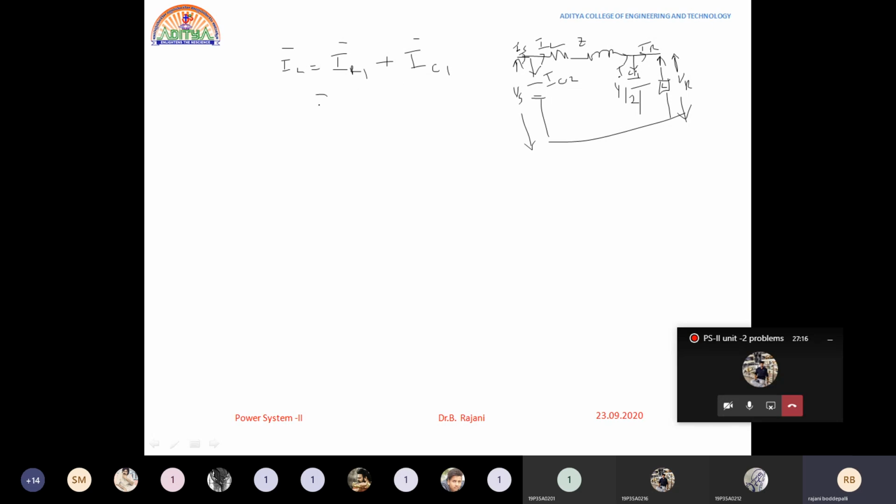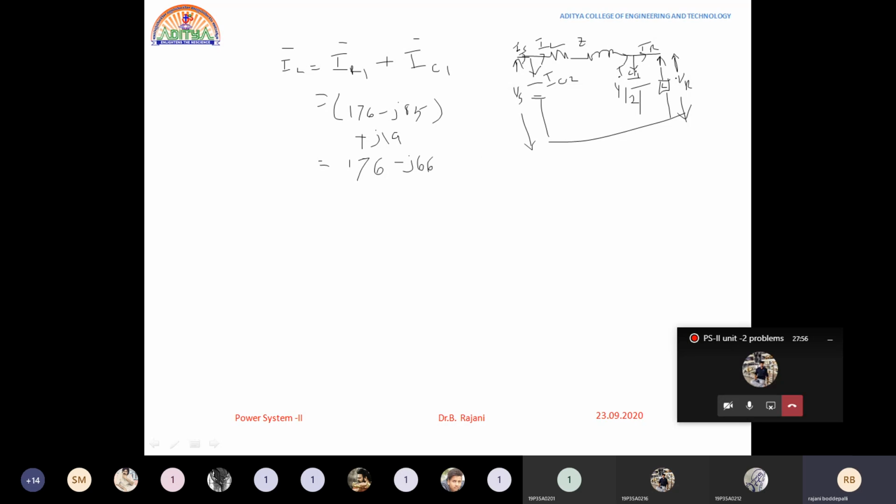So IR is equal to how much we have got? IR is equal to 176 minus J85, just now we have derived. Plus IC1, which we just calculated as J19. Finally you will be getting the value of 176 minus J66. Yes, 66 you are having.